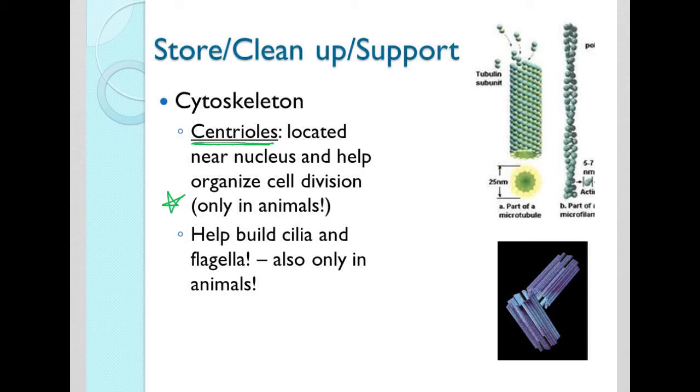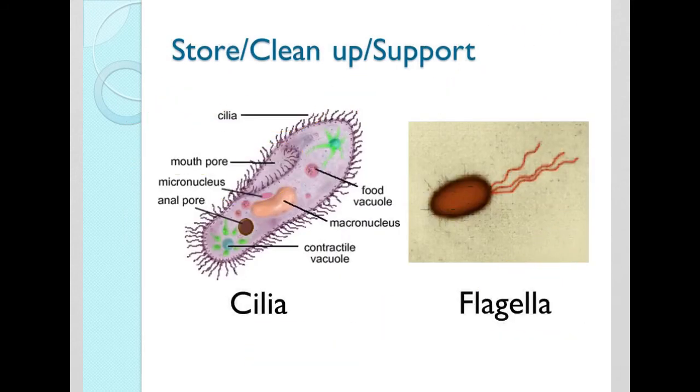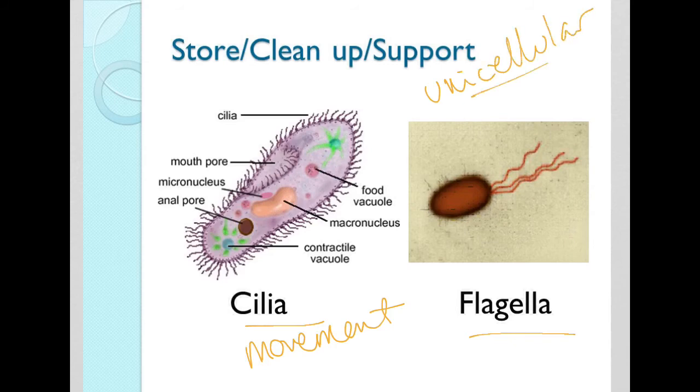And the other thing that cytoskeleton does, not centrioles, but cytoskeleton, is help build cilia and flagella, which also occur only in animals if we compare animals and plants, but these also will, of course, occur in prokaryotes as well. Cilia and flagella are both associated with movement of cells, and here we've pictured some single-celled organisms, or unicellular organisms, single-celled or one cell.